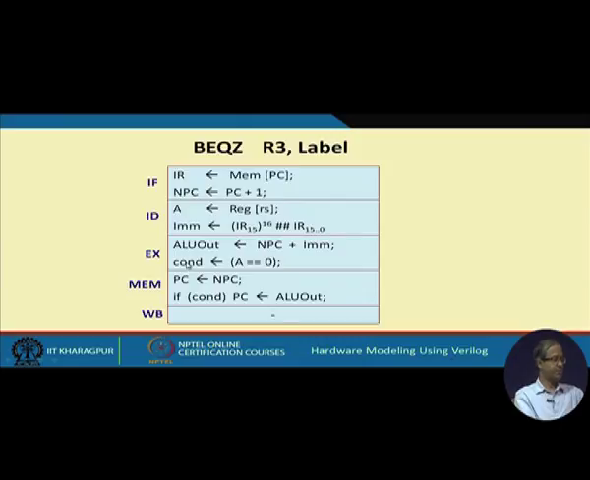In MEM you check this cond. Okay, NPC to PC is of course the first thing that you do, but you may have to override it. If cond, your ALU out goes to PC. Okay. So, here you can also write it like this: if cond, PC equal to ALU out, else PC equal to NPC, you can also write like that. WB, again, there is nothing for branch.